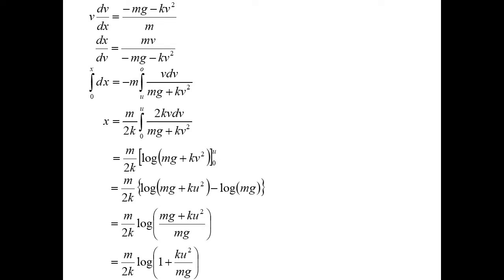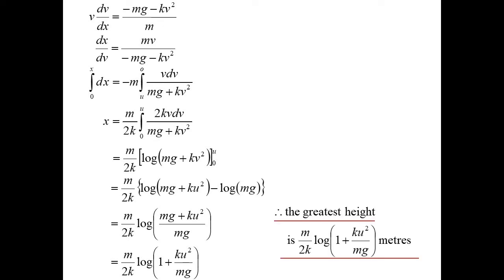We get the log of mg plus kv squared. Why didn't I put absolute value signs there? Well, v squared is going to be positive. K, well, I guess I'm assuming k is a positive constant. M is certainly positive, g is positive. So I don't know, I really needed the absolute value signs on this one. But anyway, we do our log laws and we end up with this beautiful expression. m on 2k, the log of 1 plus ku squared on mg. Okay, there's our greatest height.